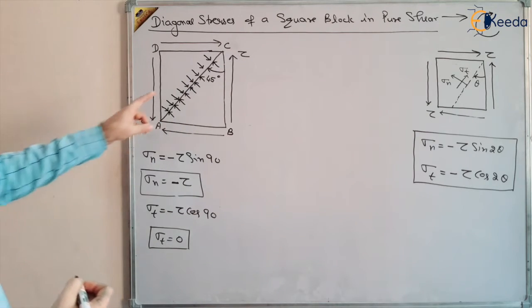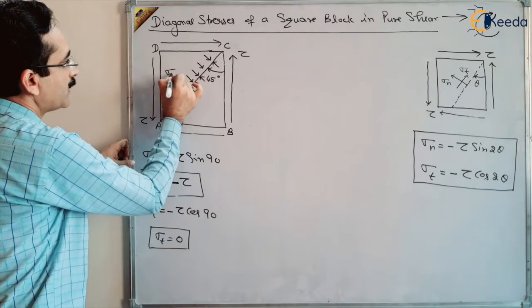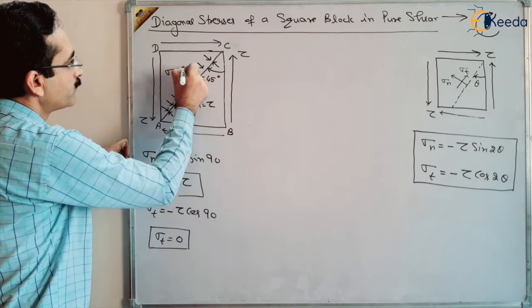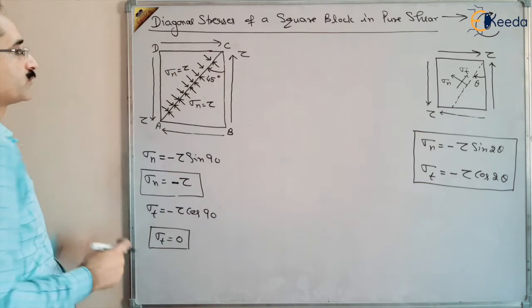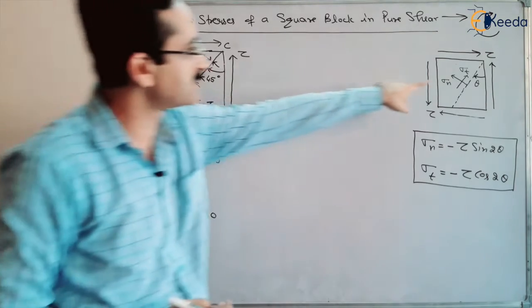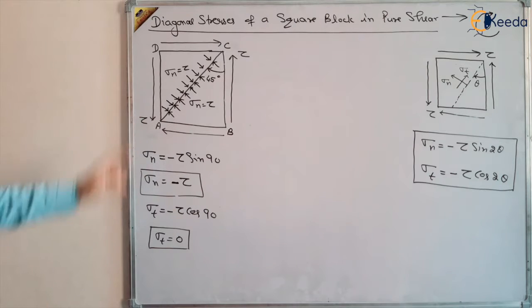These are the stresses on the diagonal AC of this block. This is sigma n, and its magnitude is equal to tau, because this is compressive. So we have now removed the minus sign, because we have already changed the direction of this sigma n. So this is the stress condition, and there is no shear on this diagonal AC. This is the stress condition of this block.